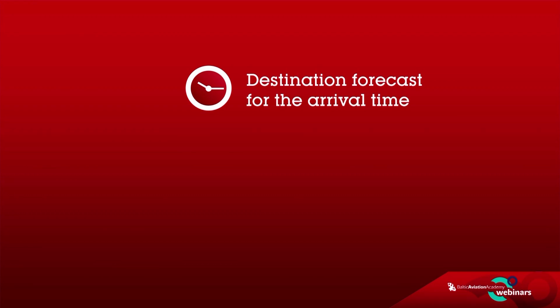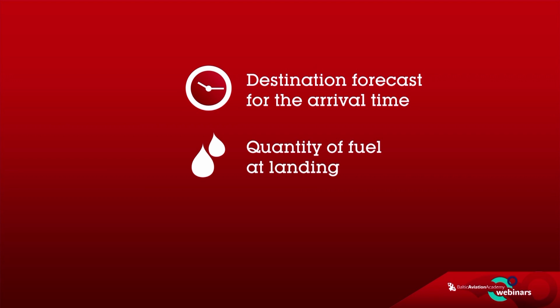Today we will examine how different weather conditions are affecting flights and how pilots are dealing with certain situations. Weather is the biggest factor in making decisions whether to initiate or cancel a flight. The whole process begins in operations as pilots receive flight paperwork. The main things to be checked are the destination forecast at the arrival time, the quantity of fuel at landing, and the departure weather.